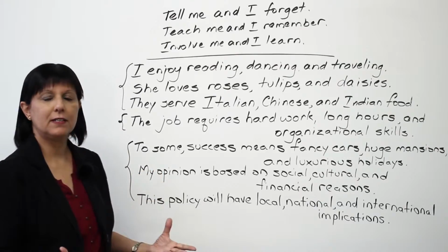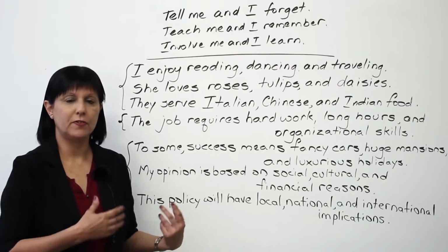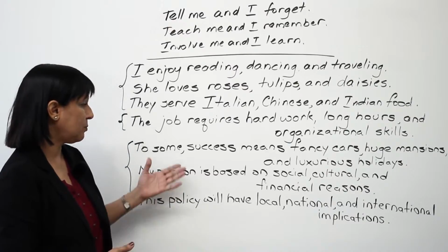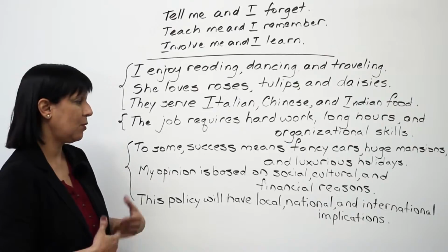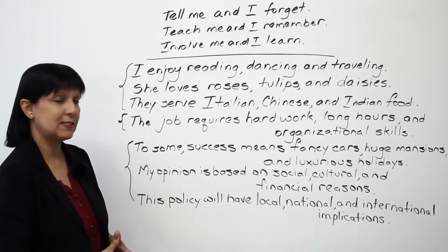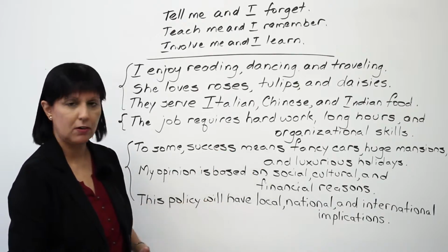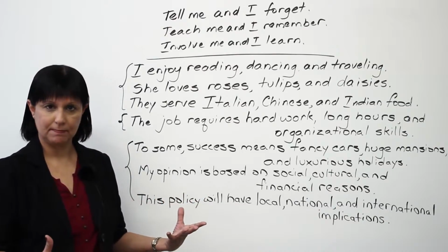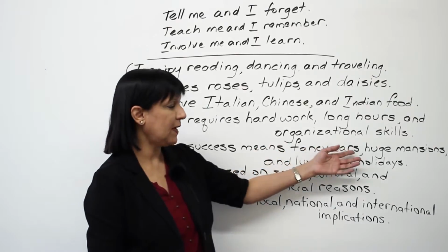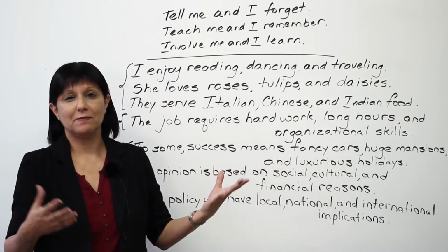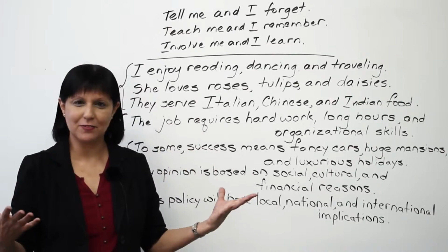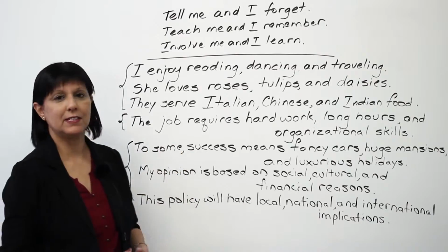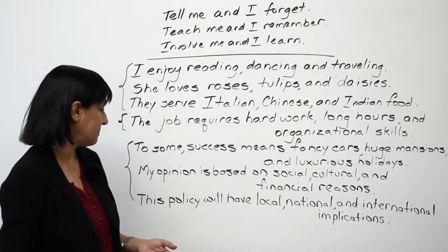These examples have been taken, in fact, from some TOEFL essays. These are various TOEFL topics that had been given in previous exams. One was about success. Let's see how we could write it. To some, success means fancy cars, huge mansions, and luxurious holidays. By using an adjective and a noun, you're showing off. You're showing the examiner, I have lots of vocabulary available, and I'm going to show you. Here it is. All right? Excellent idea in an exam to write this way.